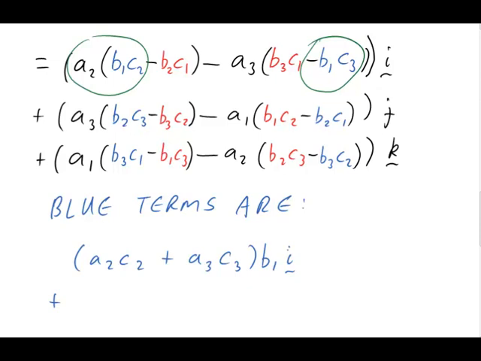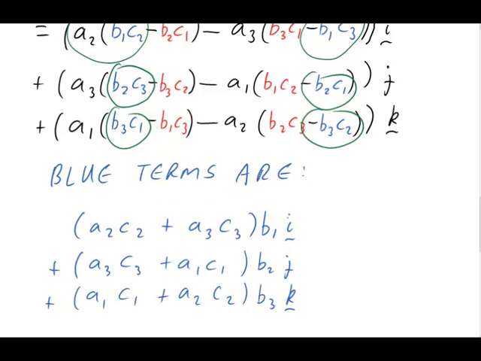Now I'm going to deal with the other four in a similar way. So there, that now is all six. And notice how I've collected the b1 next to the I, the b2 next to the j, and the b3 next to the k. Now, look at the terms in the brackets. a2c2 plus a3c3, a3c3 plus a1c1, and so on. In each case, the bracket contains two out of three terms that could be the dot product of a and c.